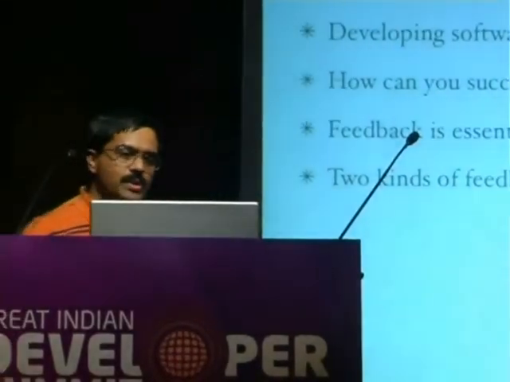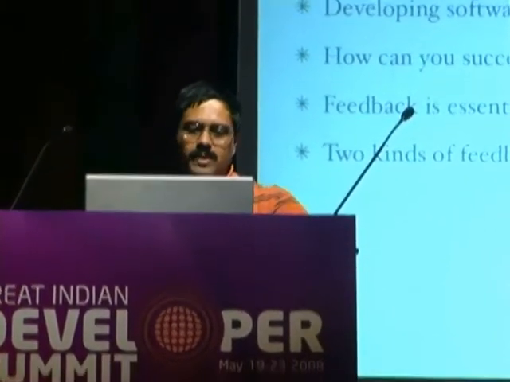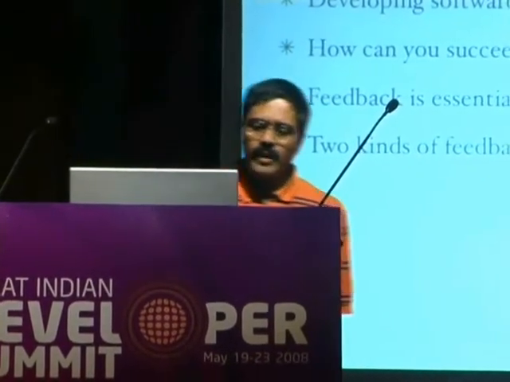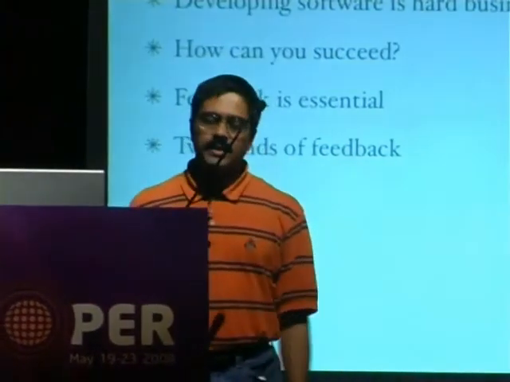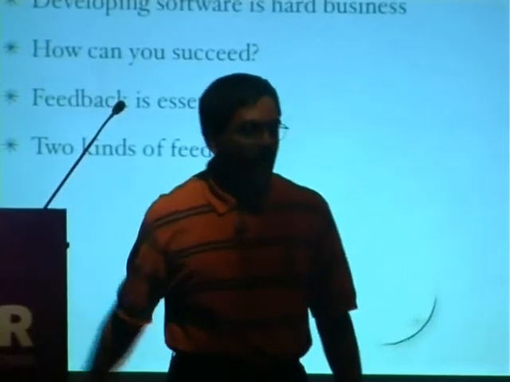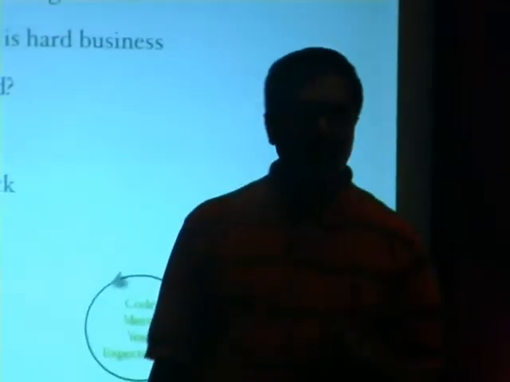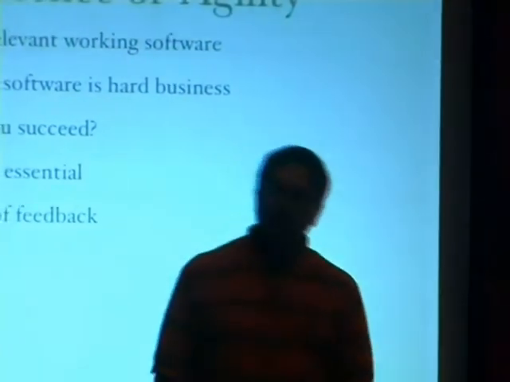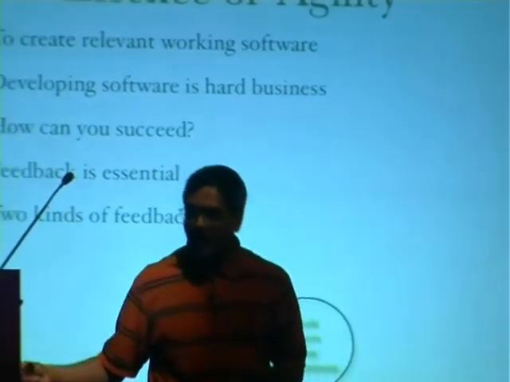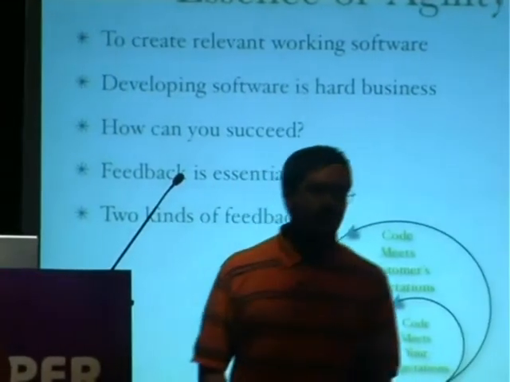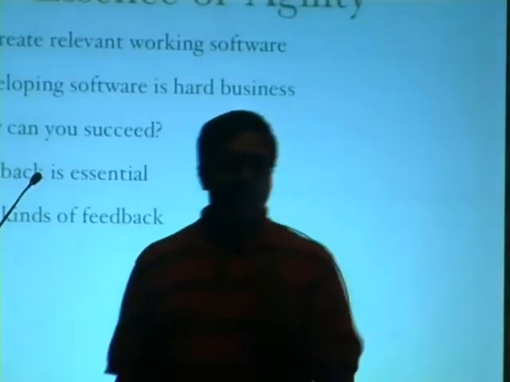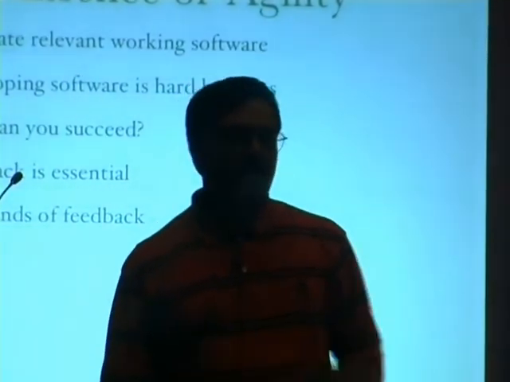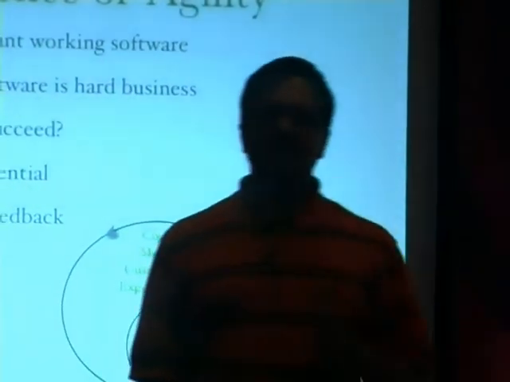So one of the things is to create this relevant working software. It's pretty hard business to do. So the feedback is very essential. Now, there are two kinds of feedback. One kind of feedback is whether the expectations, you as the programmer, you as the one who is writing the code, is it meeting the expectations? But also, equally, if not more important, is the second level of feedback. Is the application meeting your customer's expectations? The outer one is the circle of relevance, right? If it doesn't meet the customer's expectations, no point doing it.